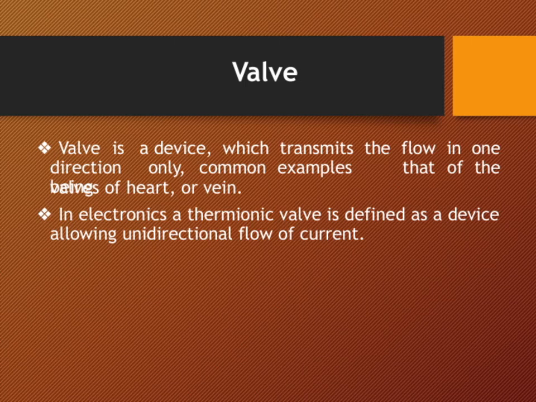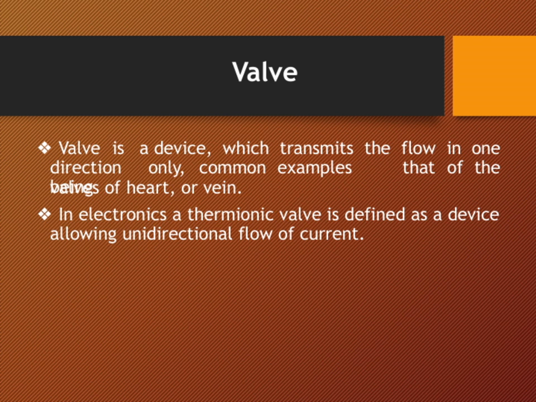Let's take a look at the valves of the heart, or veins. In electronics, a thermionic valve is a device that allows current to flow in only one direction. This concept of unidirectional flow is actually quite similar to how blood flows through our heart and veins, ensuring it moves efficiently without backflow. The table on this slide helps clarify what a valve does.